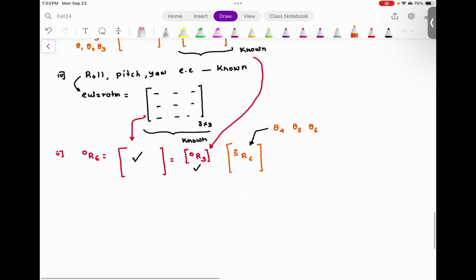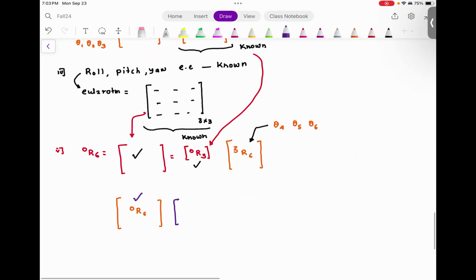So what you would do now is invert this matrix. You have this matrix 0R6, which is known in terms of values. This is completely known. Invert this matrix 0R3. This is also numbers. It's full of numbers, so this guy is known. Now whatever product you get, you would equate it to 3R6.